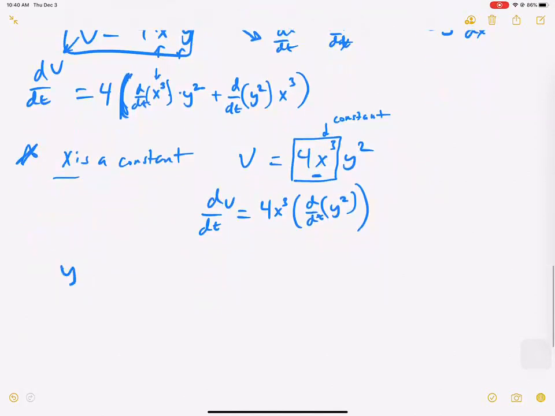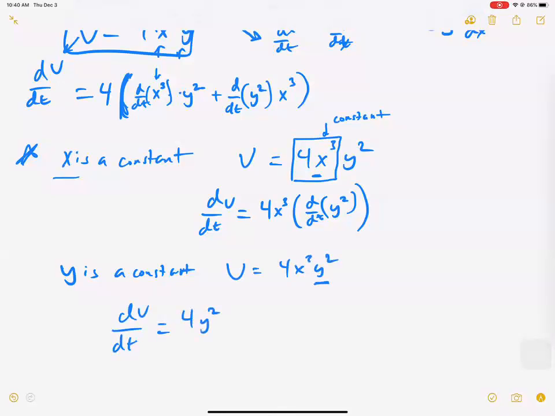What if I told you y is the constant? For v equals 4x cubed y squared, if y is the constant now, fine. Hey buddy, you're my constant. 4y squared gets kicked out, and we only have to take the derivative of x cubed. So one cool thing is that though these related rates problems may be difficult, read them, because sometimes they'll give you a hint that one side is going to be a constant, which makes the problem easier.